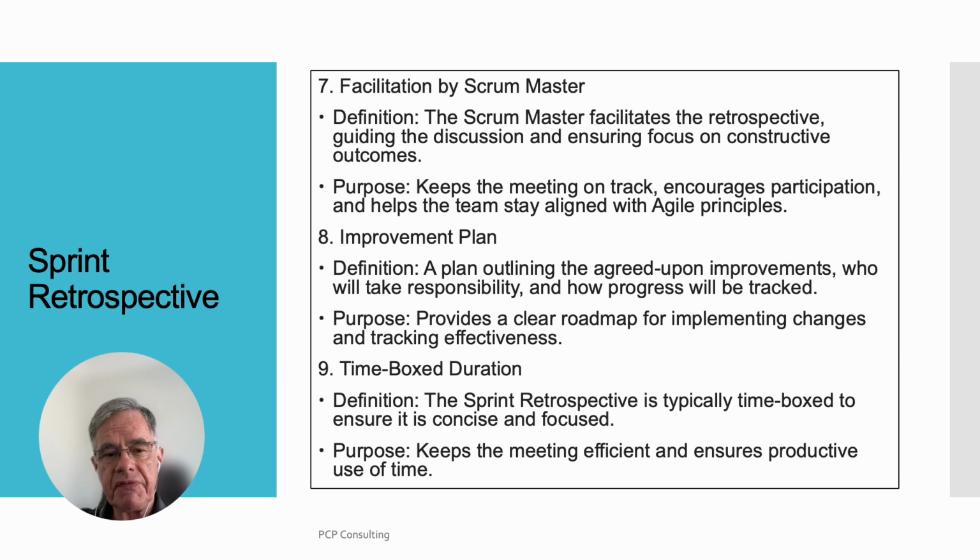Improvement plan. Definition. A plan outlining the agreed upon improvements, who will take responsibility, and how progress will be tracked. Purpose. Provides a clear roadmap for implementing changes and tracking effectiveness.